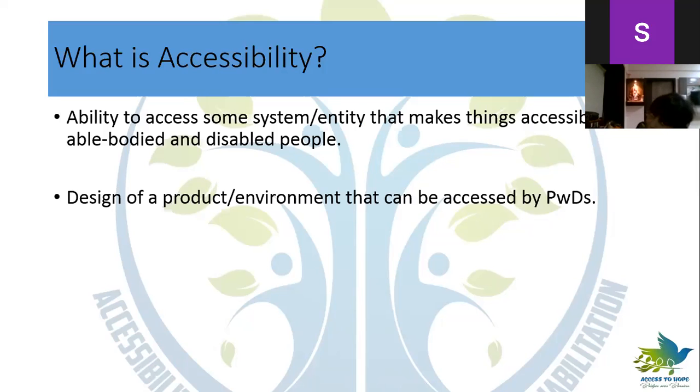Accessible. Any entity, system, environment, or design of a product or the environment should be made in such a way that it can be accessed by all persons with disability. That includes visually impaired people, people in wheelchairs, people with learning disability, autistic people, people with dyslexia, and all types of disabilities. Next slide.